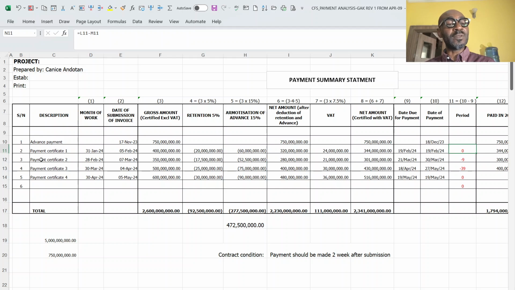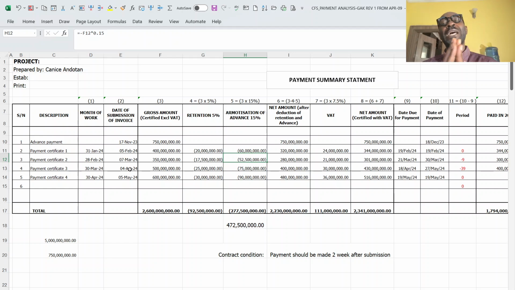Then the second payment was for the month of February, and I submitted my invoice for payment on the 7th. Between the 28th and the 7th were the times we had gone back and forth with the client. I submitted the interim payment and all of that. He gave me a certificate for me to invoice, and the gross figure is 350. I deducted all the retentions and all of that. Mind you, these figures in this analysis, you are getting them from the certificate from the client.